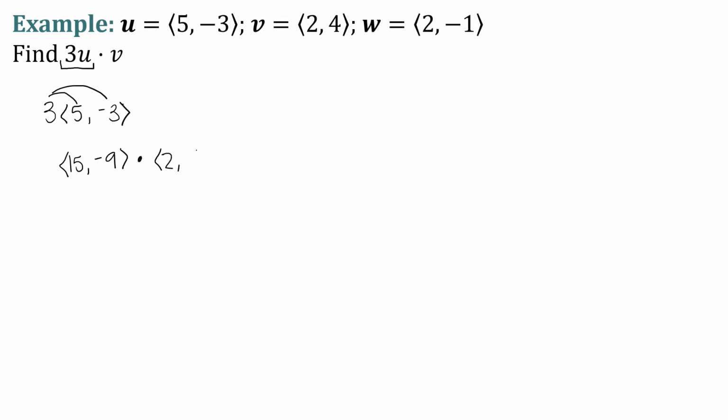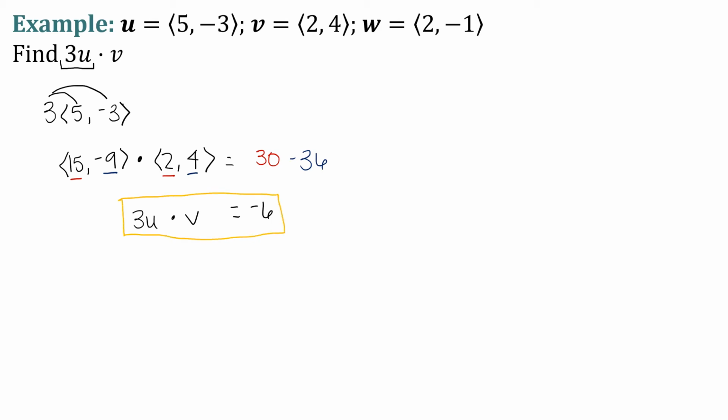V is 2, 4. So to find the dot product, we are multiplying our corresponding components. Our x components are 15 and 2, which is 30. And our vertical components are negative 9 and 4, which is negative 36. And 30 minus 36 is negative 6. So 3u dot v is negative 6. So that is our final answer there.